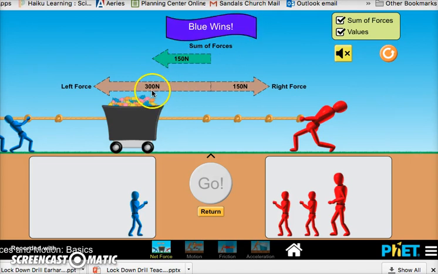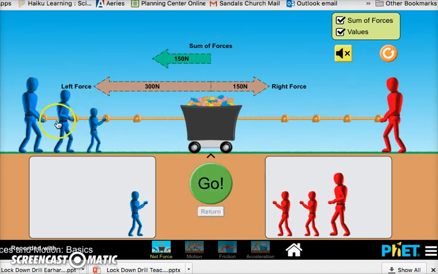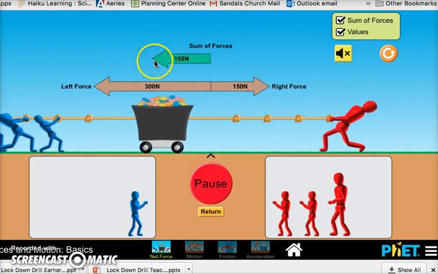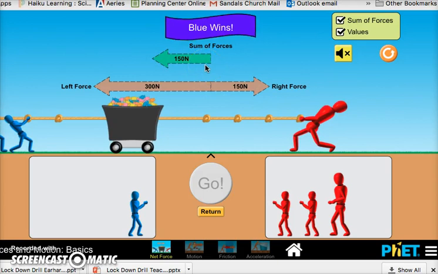Now, why do you think that 300 newtons versus 150 newtons results in a sum of forces of 150 newtons? Well, it's because these two guys are going against each other. This team's going against that team, so we would subtract these two numbers in order to get the sum of those forces. Please make any adjustments that you need to. The reasoning why this cart moved to the left is because these forces are unbalanced. There was more force on the left side from the blue team than there was from the red team.